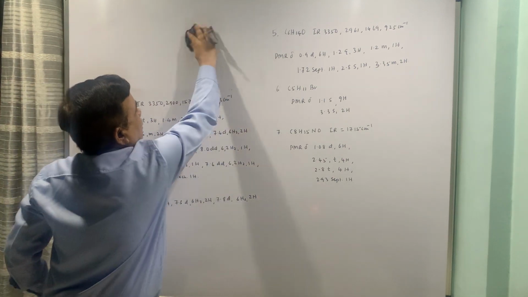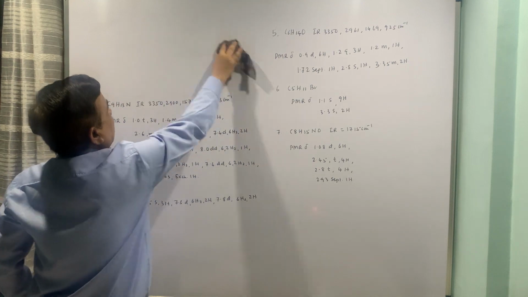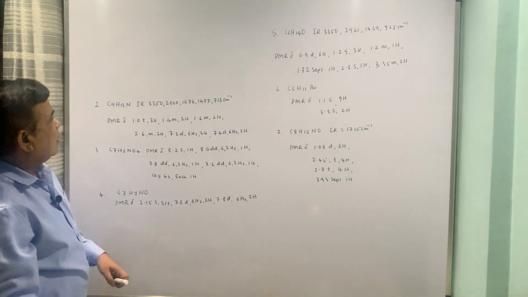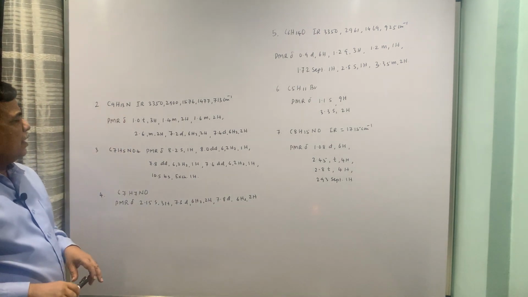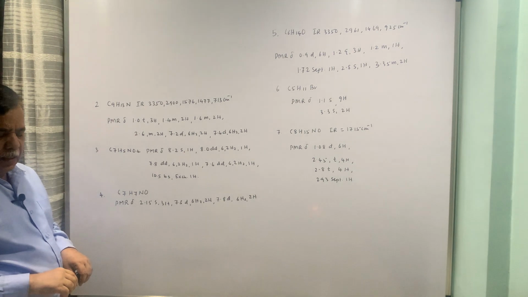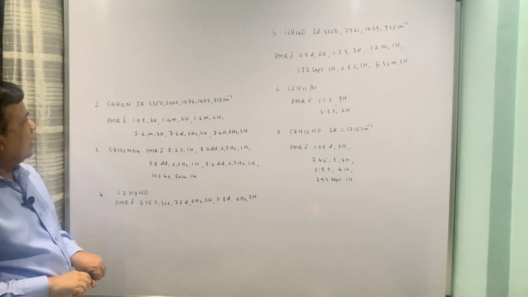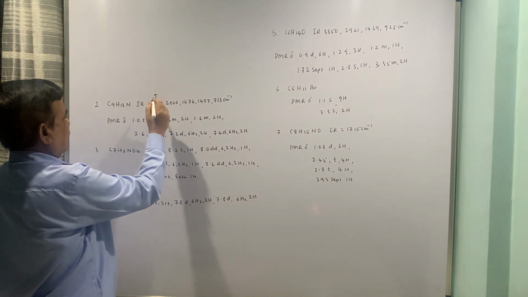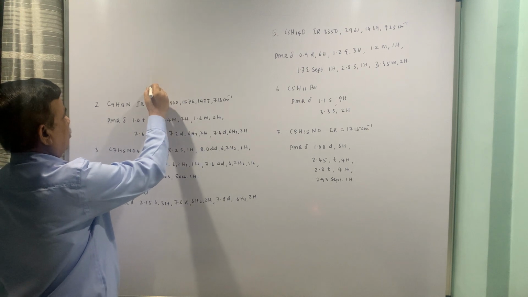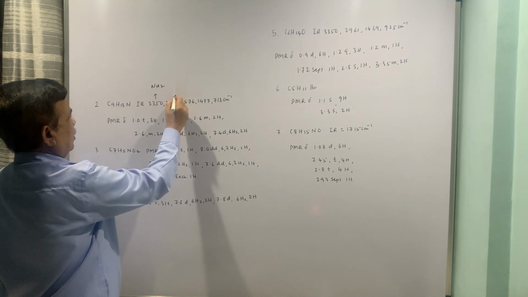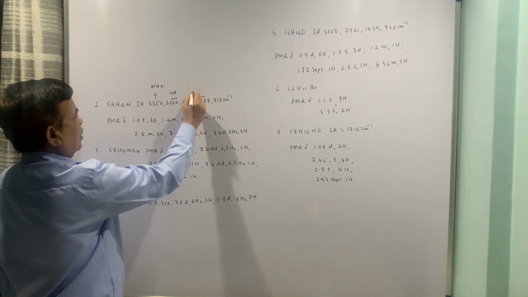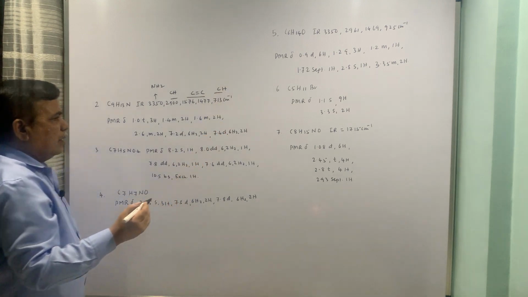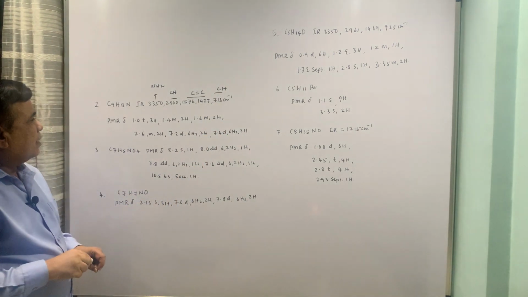Now the second example, C9H13N. This looks like NH2. CH stretching, C double bond C stretching of the aromatic. This is CH out of plane bending for the aromatic system.